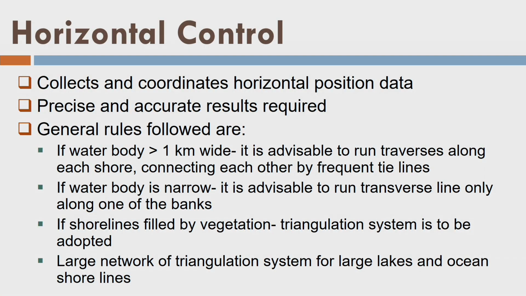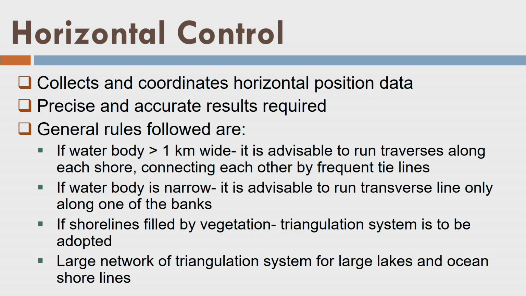Okay, the horizontal control we have defined last time also, and again we are redefining it. It collects and coordinates the horizontal position data. That means it will collect the xy position, as well as it will ensure that if this is x1 y1, this is x2 y2, this is x3 y3, they should be in coordination to each other, right? That means if they are in the same reference frame, they should talk to each other, they should have some relationship between each other, and that relationship should represent the correct topographic information of the riverbed or seabed. Okay. It should be precise and it should be accurate.